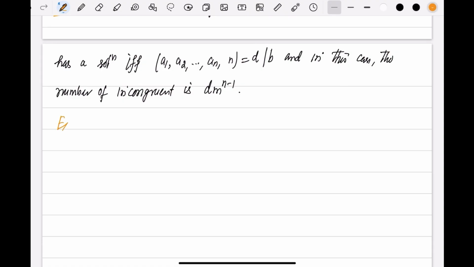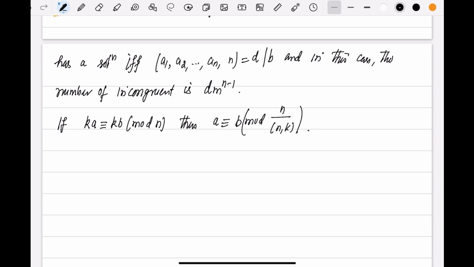Now our exercise. Before doing this exercise, we will have one more property of congruences. If ka is congruent to kb modulo n, then a is congruent to b modulo n divided by the GCD of n and k. Okay, so that's one property here.